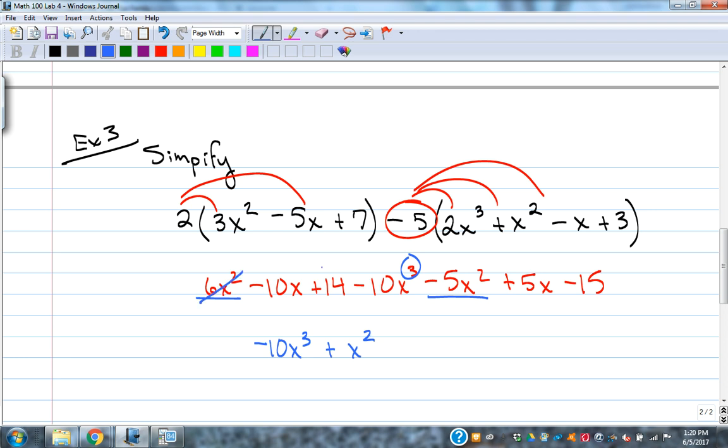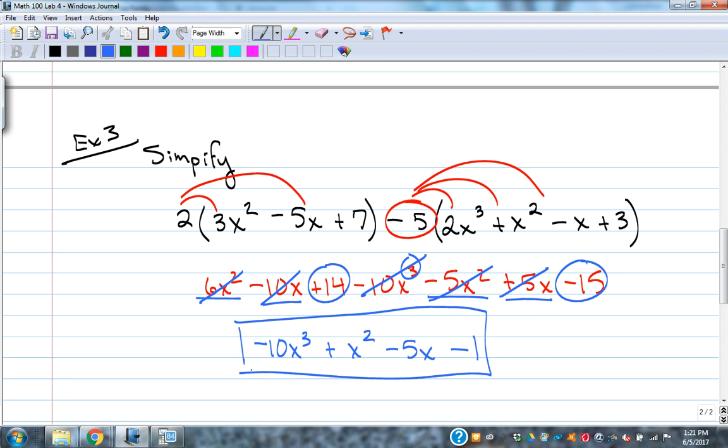And then, so those are done. Mark those out. And then we have a -10x, a +5x, -5x. And then we have those done. And then we have 14 and -15 would be -1. And there would be the simplified version of that.